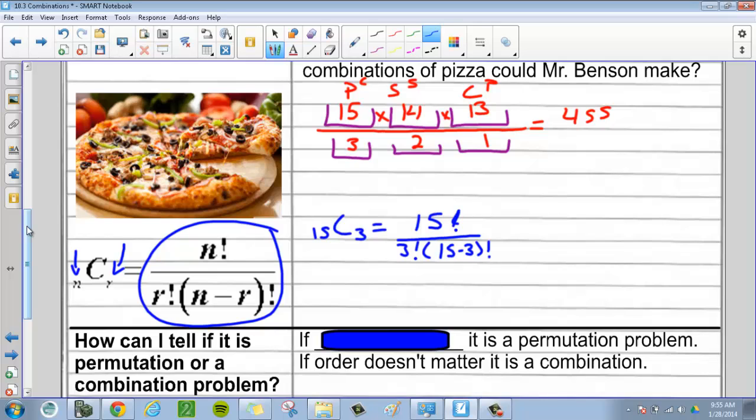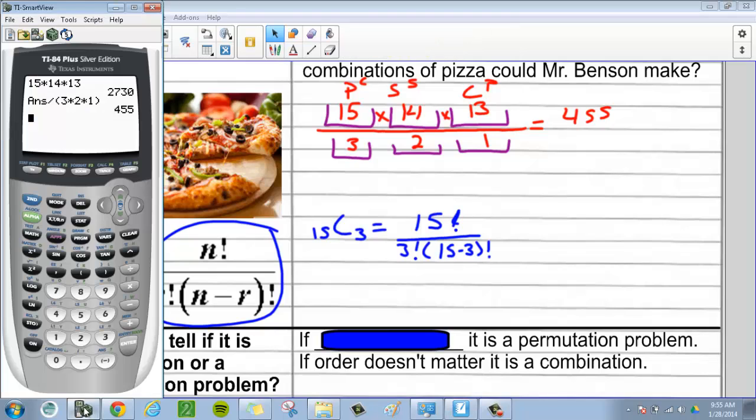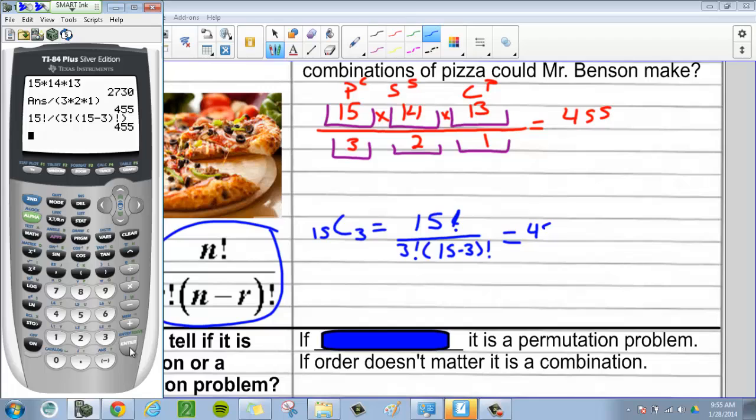So let's just put that in our calculator and see what that comes out to be. So we have 15 factorial divided by, and I'm going to put this all in parentheses, 3 factorial times 15 minus 3, and then we're going to make that factorial. Close it off, and let's see what we get. Got it again. 455 different combinations of ways to make my pizza with 15 toppings and 3 toppings on the pizza.